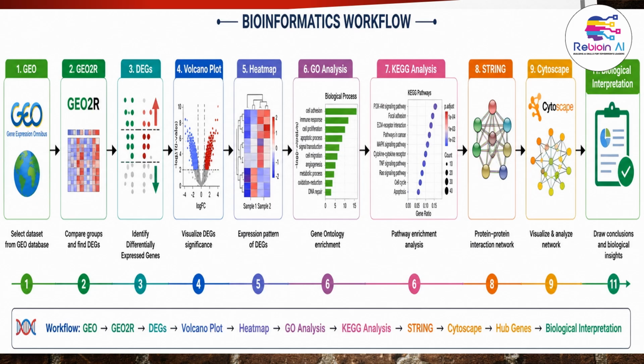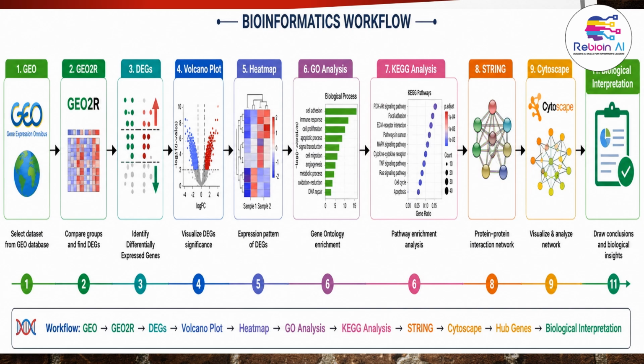I will explain the bioinformatics workflow used to identify important genes and biological pathways associated with a disease. Step 1. GEO database. The workflow begins by selecting a suitable gene expression dataset from the Gene Expression Omnibus, GEO, database. This database contains publicly available gene expression data from various biological studies.